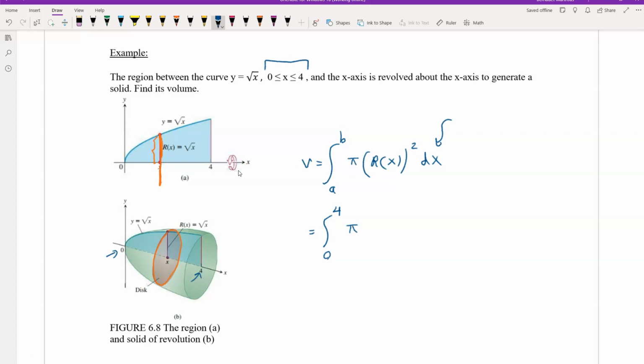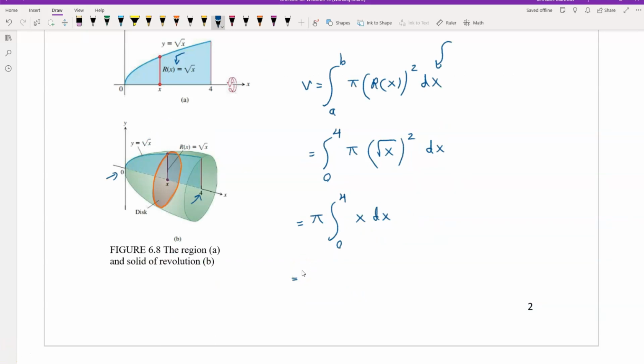So pi times, for the radius, r of x equal to square root of x. So here we have square root of x squared times dx. And this is equal to pi times the integral of square root of x squared, that is x, and this is equal to pi.